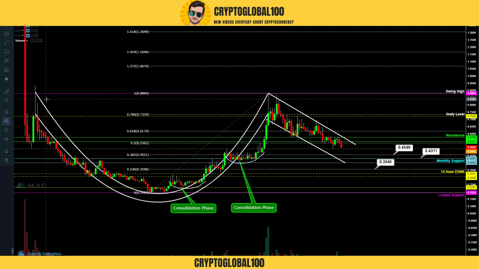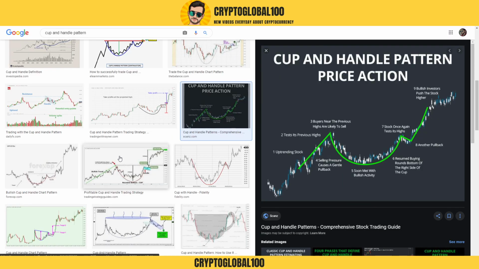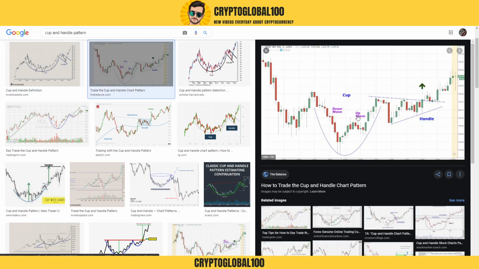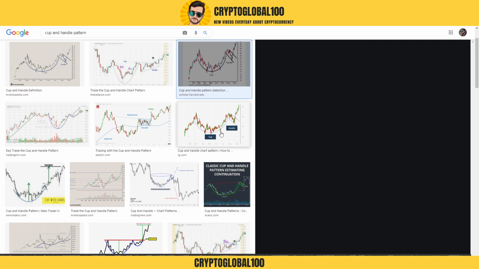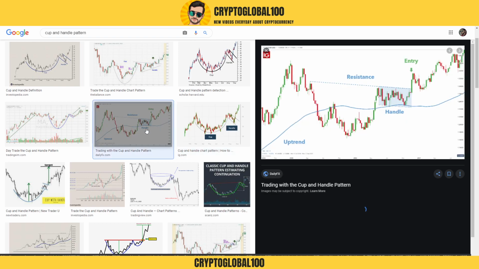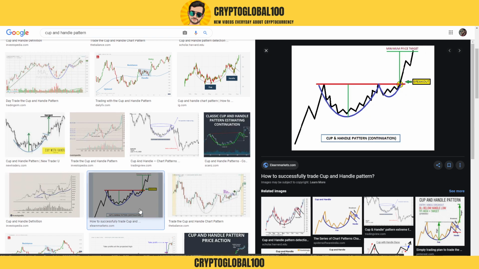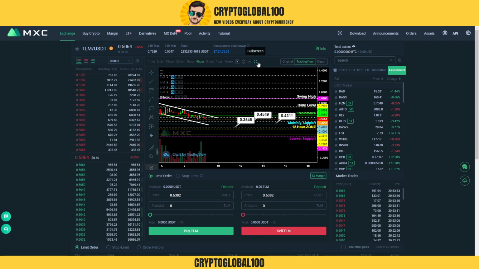Right now the price is making a cup and handle pattern. Take a look at the cup and handle, and see how it usually makes patterns. What is the price action of the cup and handle? You see a lot of breakouts after a cup and handle, this one, then this one as well. In my last video I told you guys about the cup and handle pattern.